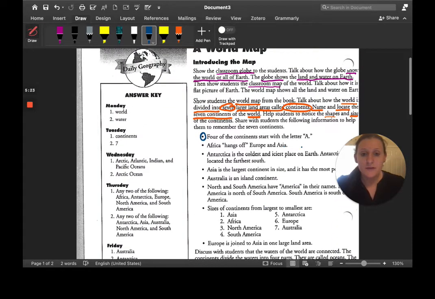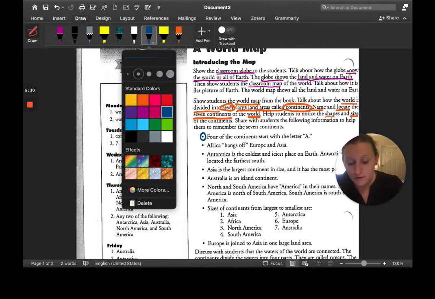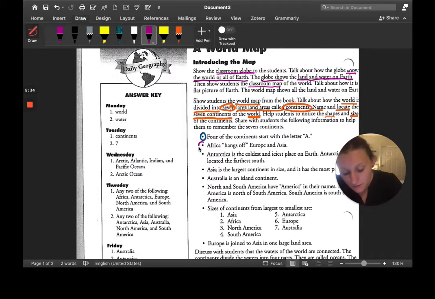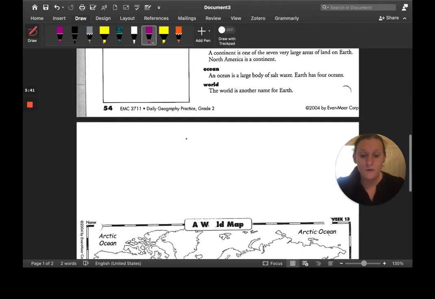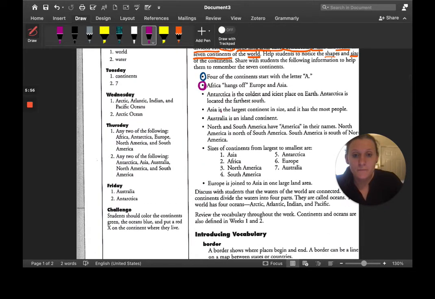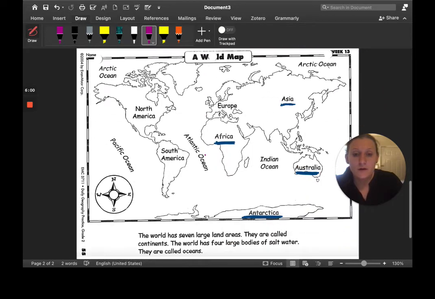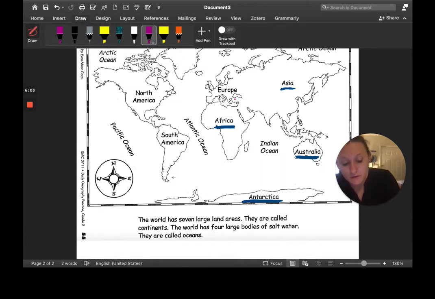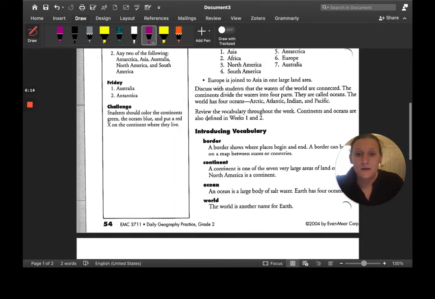Now our next one says Africa, in a way, hangs off of Europe and Asia. So now let's look for Africa on the map. It hangs off of Europe and Asia. All right, we already found where Asia was, and if we go to the west, we find Europe. We were talking about how Africa hangs off of Europe and off of Asia. So we find here where Africa is, and that was one of them that we already underlined because it started with A. So now let's head back up.